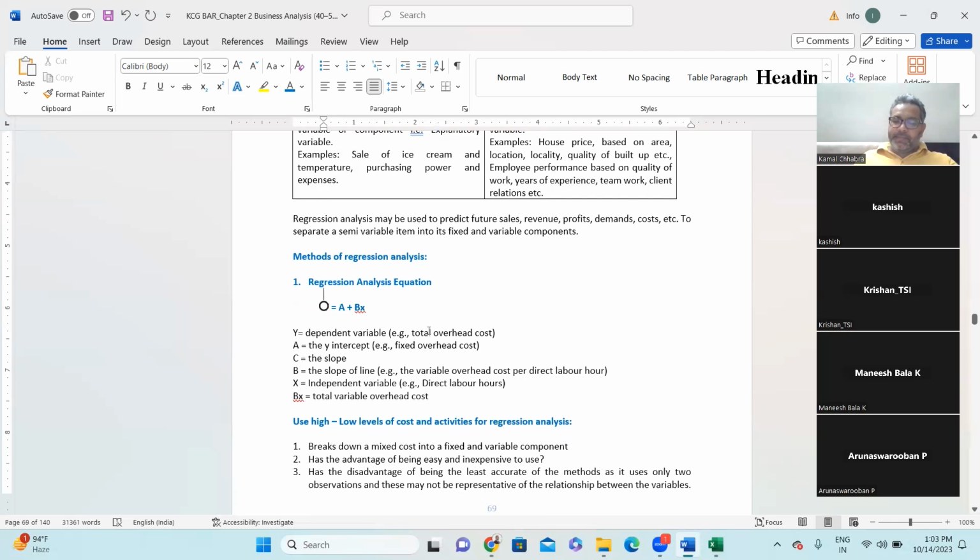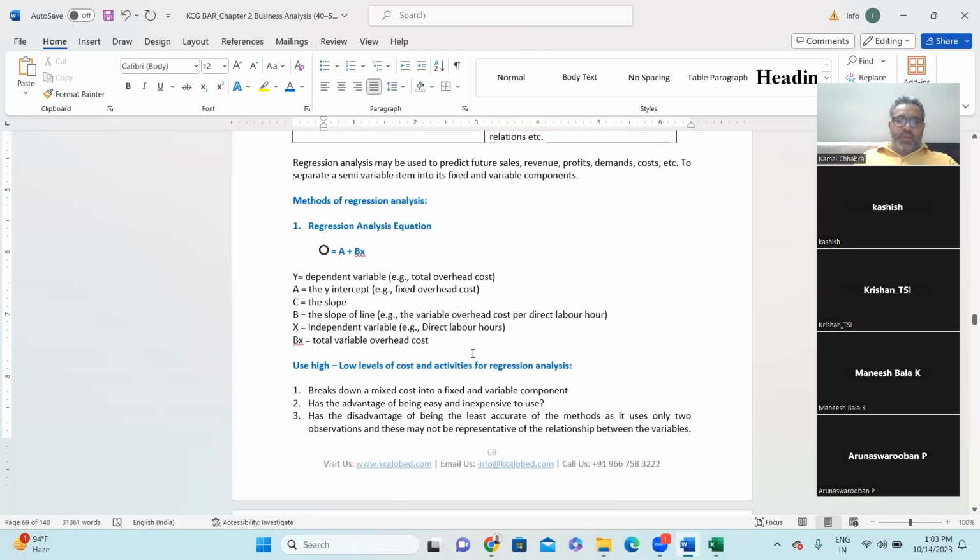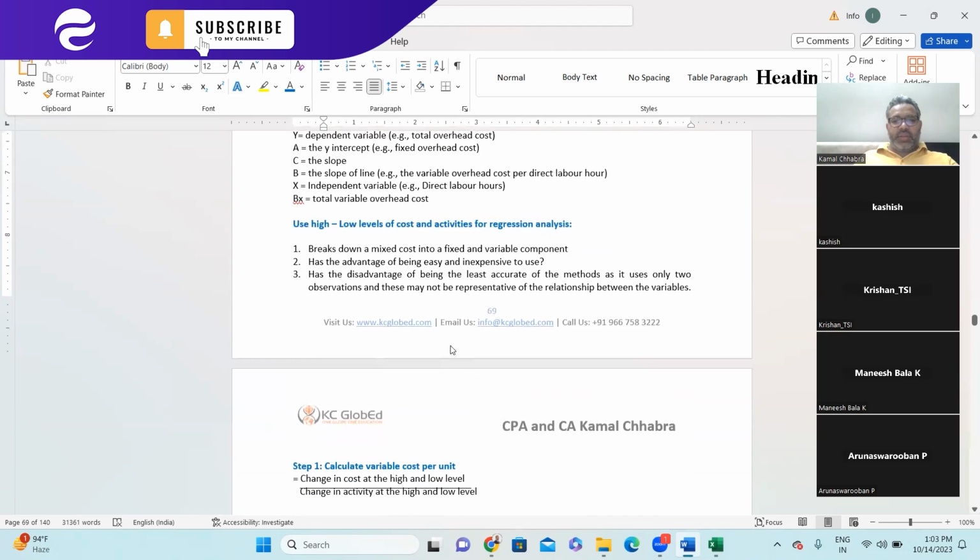Make sense? Everyone is comfortable with the formula? Okay. So use high-low levels of cost and activity for the regression analysis. You'll be doing the analysis at high volume or low volume, high cost or low cost, to understand the relation between the two components. First is to break down the mixed cost into fixed cost and variable cost. So these are like steps 1, 2, 3.